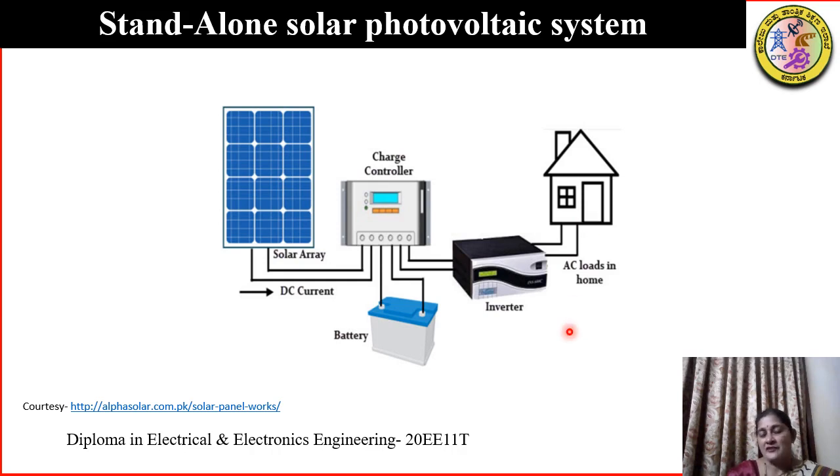So for that, we need a device, and that device is called as an inverter. So in the figure, you can see three devices, and one of the devices is an inverter, and the purpose of this inverter is to convert DC into AC.